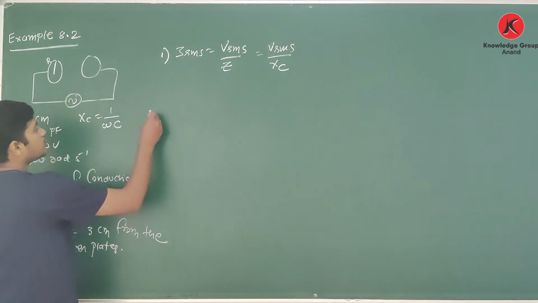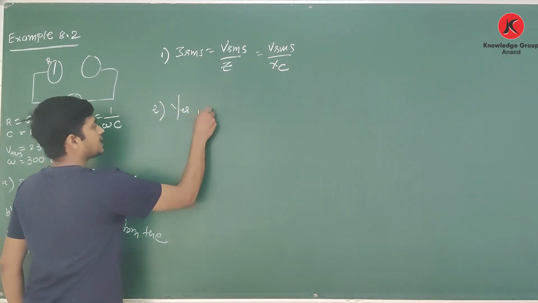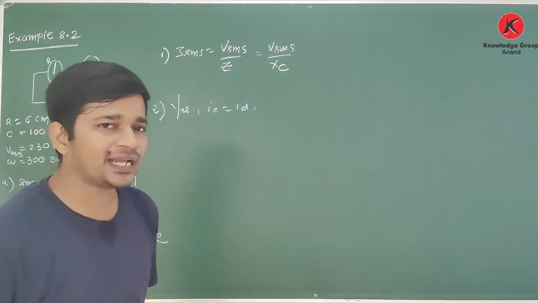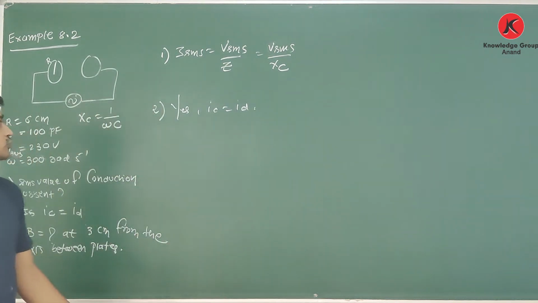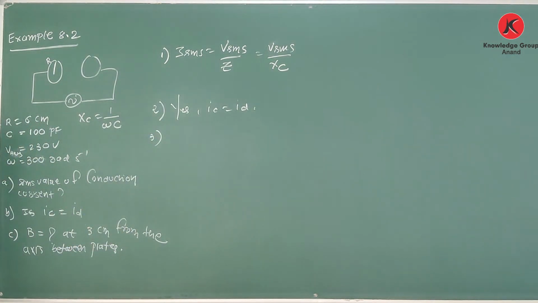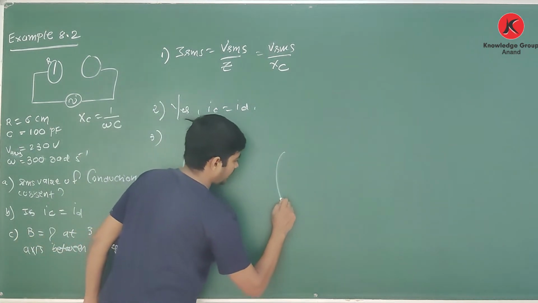Second question: is IC equal to ID? Yes, we have proved it in the first question. IC is equal to ID. Only then will Maxwell's correction be right. Number 3: what is the magnetic field at 3 cm from the axis between the plates? Now see what this question is. I will draw this figure again, an enlarged figure.